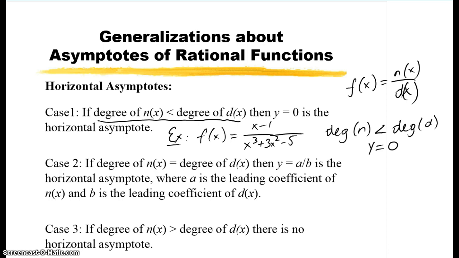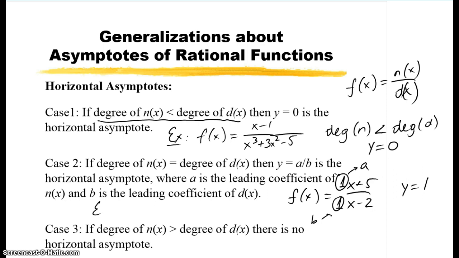You can graph this on your graphing calculator and convince yourself that it's the case. Case 2 says if the degrees are equal, then y equals a over b is the horizontal asymptote, where a and b are the leading coefficients of the numerator and the denominator respectively. In the example we did earlier, x plus 5 and x minus 2, the a and b were the leading coefficients of the top and the bottom respectively. This was the a and this was the b. They both happen to be 1. Therefore, the horizontal asymptote happened to be the line y equals 1.